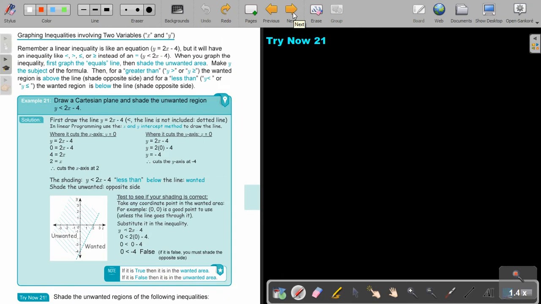Now, the previous ones just had one variable. Now we're going to look at graphing inequalities involving two variables. There's an x and a y, so it's going to be like a straight line. Remember, a linear inequality is like an equation, y equals 2x minus 4, but it will have an inequality. Instead of the equal sign, it will have one of these four inequalities.